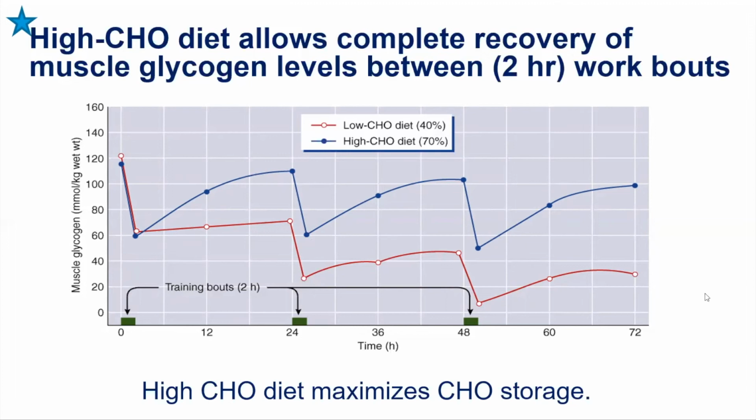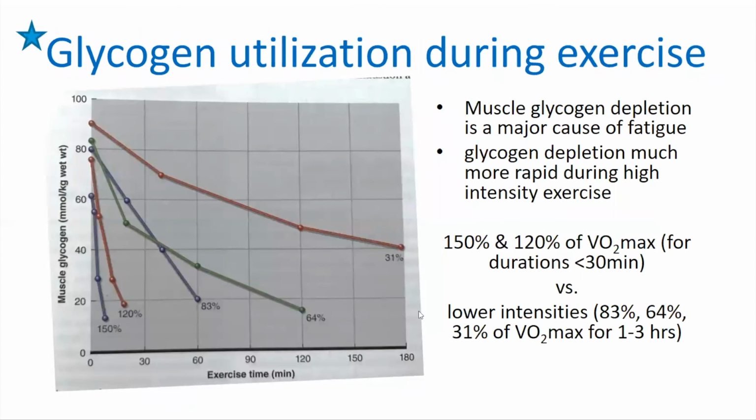A high carbohydrate diet would maximize carbohydrate storage within the muscle, and in the muscle, it's stored as muscle glycogen. The rate at which glycogen is used is a function of the intensity of the exercise. For example, if we're working at 31% of our max, muscle glycogen will last for 180 minutes. Versus if we're working at a supramaximal intensity at 120 or 150% of our max, the glycogen in our muscle will be depleted within 30 minutes.